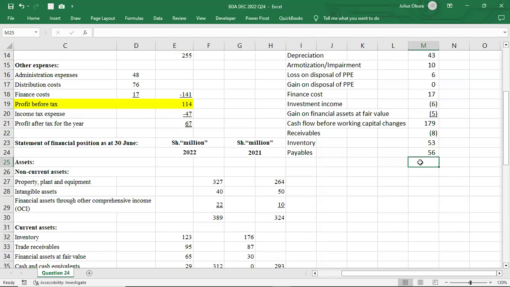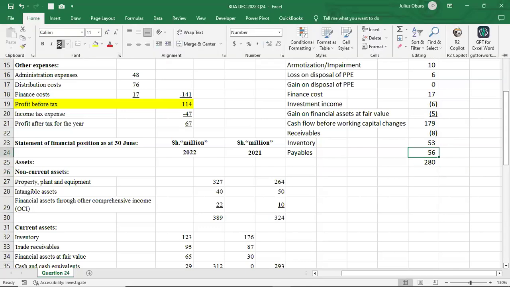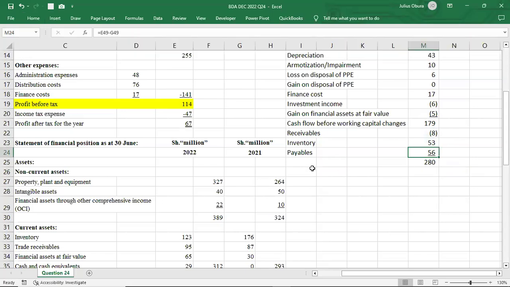So you'll say that it equals, it should start from 179. We add all that, and then we get 280. So what we add here is simply the tax paid. We now add the tax paid.